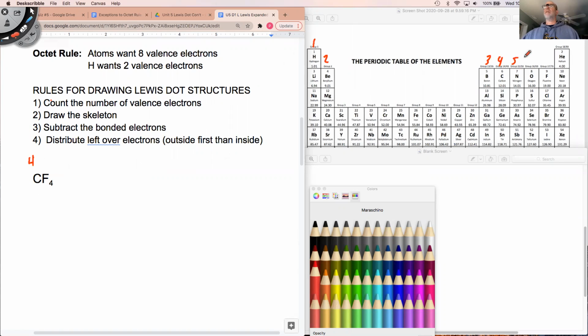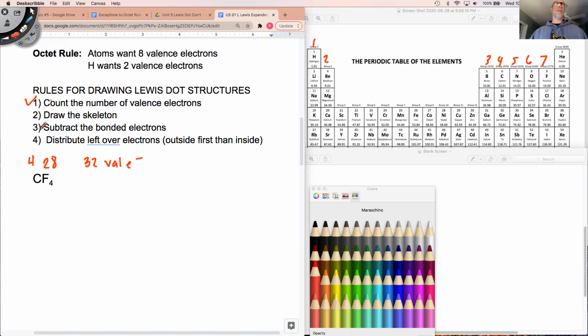Let's see, 4, 5, 6, 7. Fluorine has 7 valence electrons, but there's 4 fluorines. So what's 7 times 4? That's right, 7 times 4 equals 28. So what's the total number of valence electrons? There are 32 valence electrons.